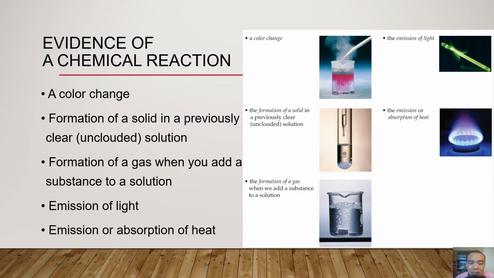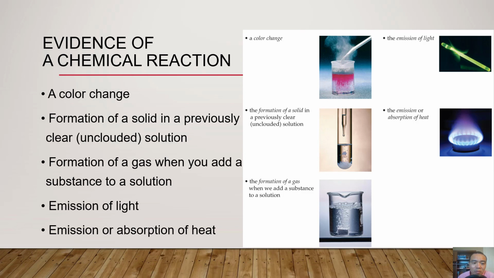Here are some of the evidences for a chemical reaction. For example, you might see a color change. You might see the formation of a solid from a previously clear solution. You might see the formation of a gas when you add a reagent to the solution. You might see the emission of light or emission or absorption of heat.